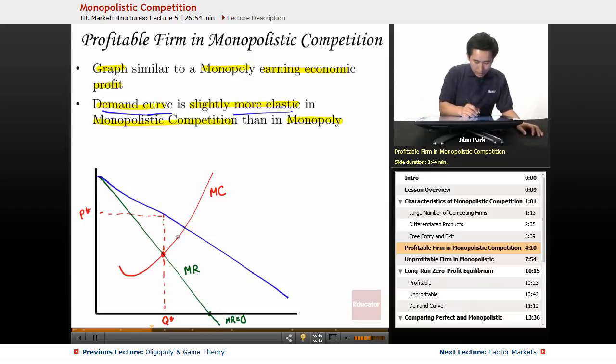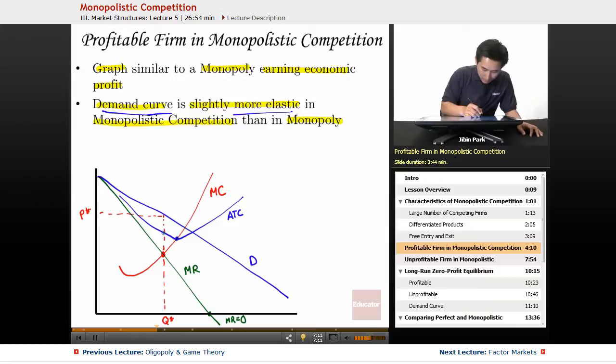Well, you want to put the ATC below the demand curve here. The ATC is still going to follow the same rules. The ATC and MC intersect at the minimum point of the ATC. Okay, so this is the ATC here. So a monopoly in the short run making a profit is going to be below the price but above the ATC here. So right here is going to represent economic profit.